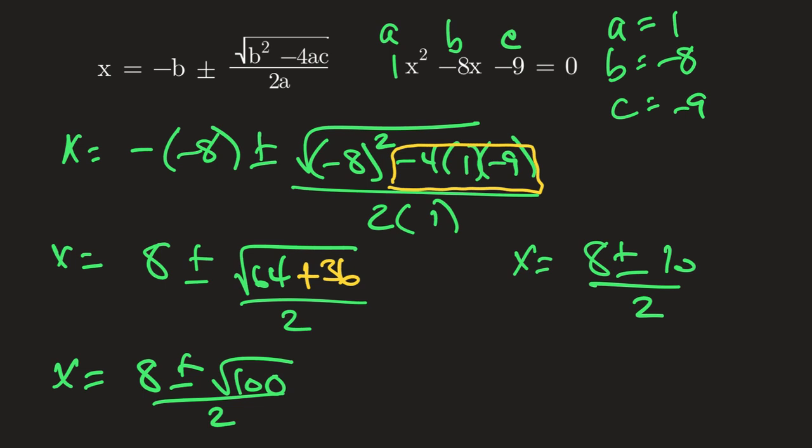And then this is how we get the two answers. This is where the plus or minus symbol comes in. We've got 8 plus 10 over 2, and we've got 8 minus 10 over 2. What's 8 plus 10? 18. And what's 18 divided by 2? 9. That's going to end up being 9. 8 plus 10 is 18 divided by 2. Got a 9. There's one answer.